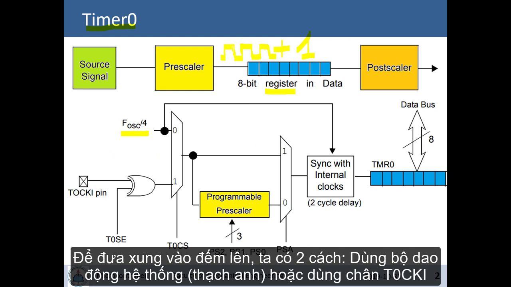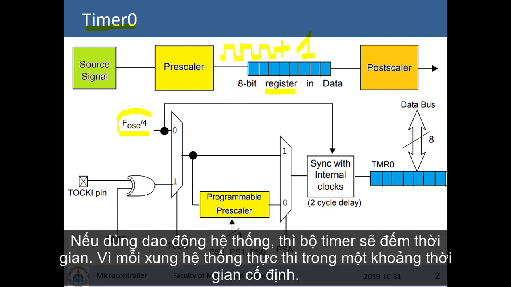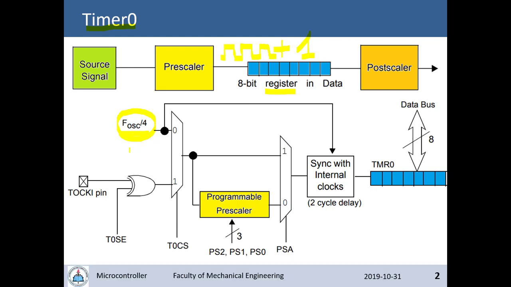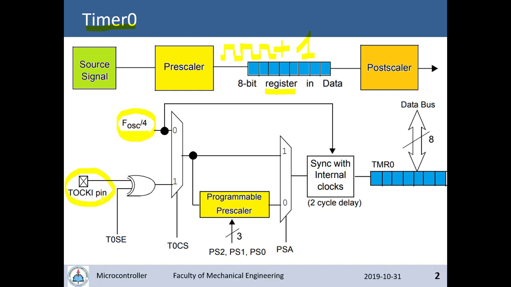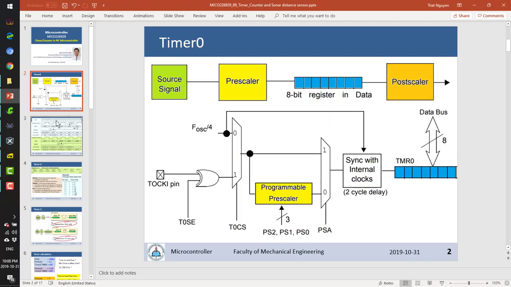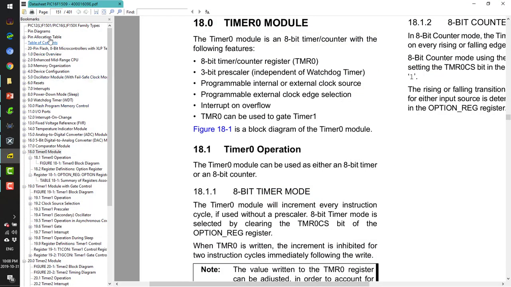In order to generate the pulse, we have two types. Either you use the system oscillator, which will count the amount of time for something that happens. Or you can choose to count pulses generated at a pin of the microcontroller. In this case, it is the Timer 0 clock input pin. You can see the pin in the pin map.